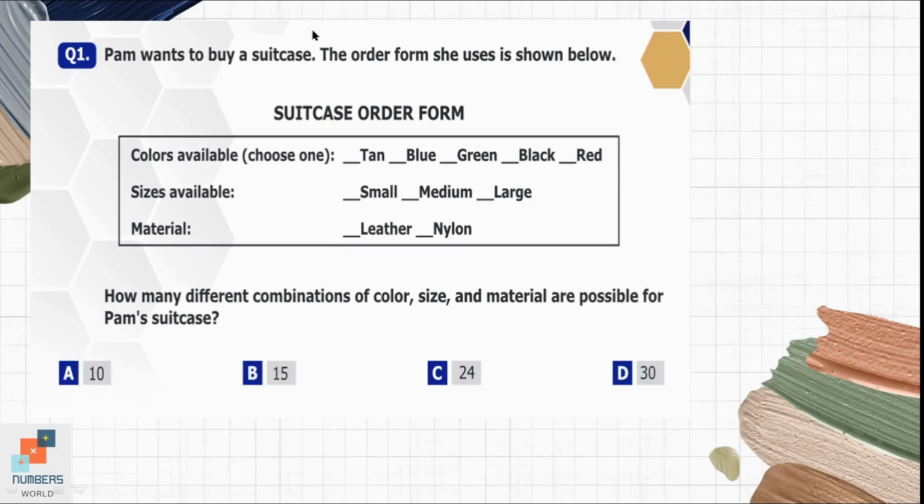Question number 1, Pam wants to buy a suitcase. The order form she uses is shown below. How many different combinations of color, size, and material are possible for Pam's suitcase?